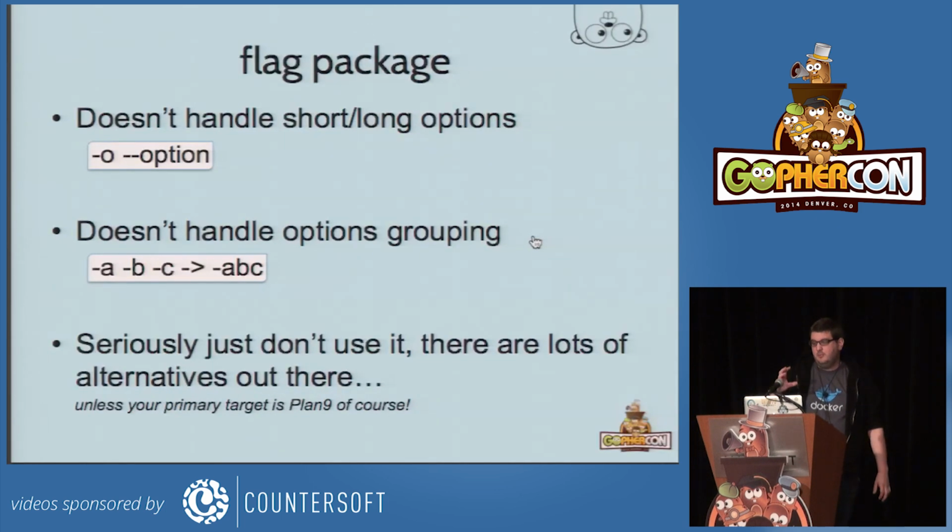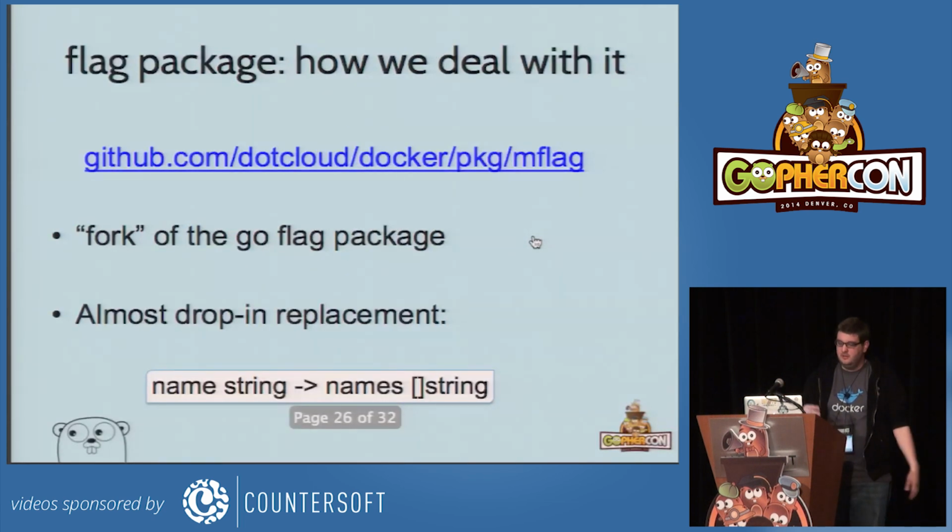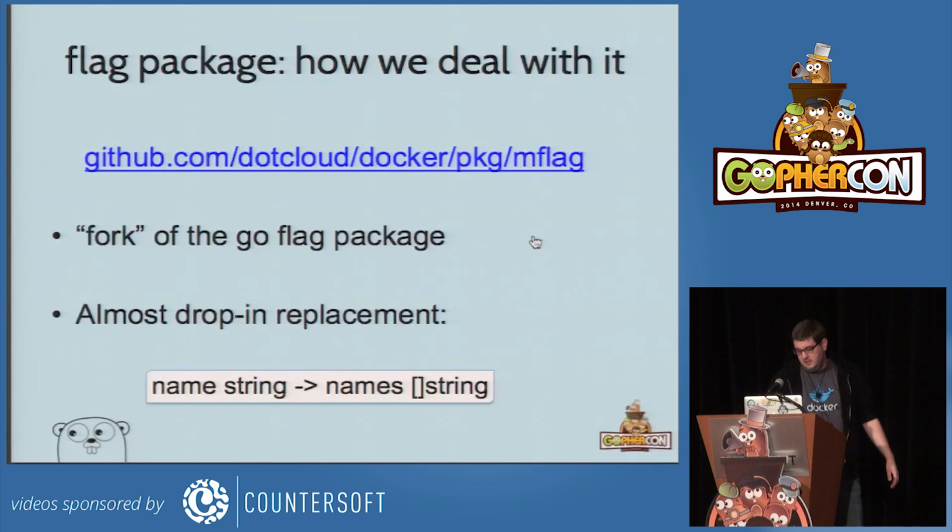Also, the flag package was a big issue for us because it doesn't handle short options and long options, and it doesn't handle option grouping. At first, we were using the flag package because it's built in and it's nice, but we found some limitations. And we have kind of the same spirit as Go: even if we are not at 1.0 yet, we don't want to break people's stuff, so it was not possible for us to just move to getopt or CLI or anything, so we had to come up with something.